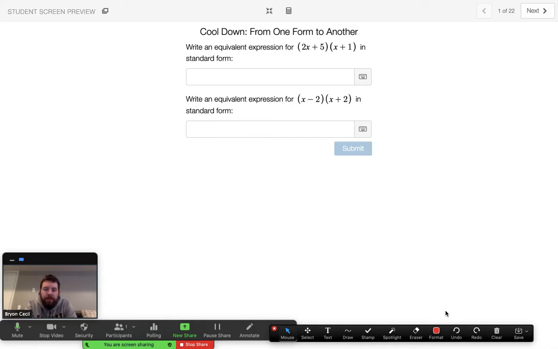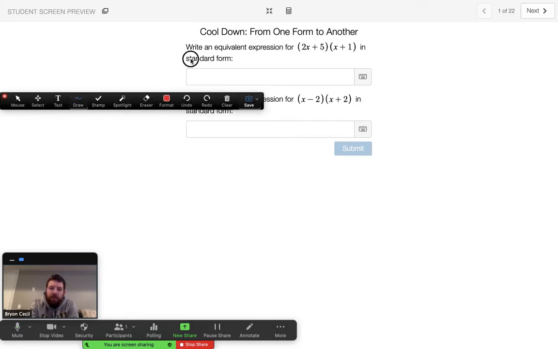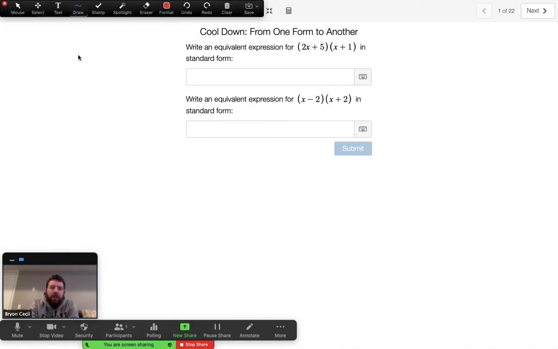Let's get a review here from the last lesson. Write an equivalent expression for 2x plus 5 times x plus 1 in standard form. And we've got another one here. So what I'm going to do, guys, is first try to be able to draw here, if it's going to let me. Let's do the box method on the first one. So 2x plus 5, there's my vertical one here, and then x plus 1.